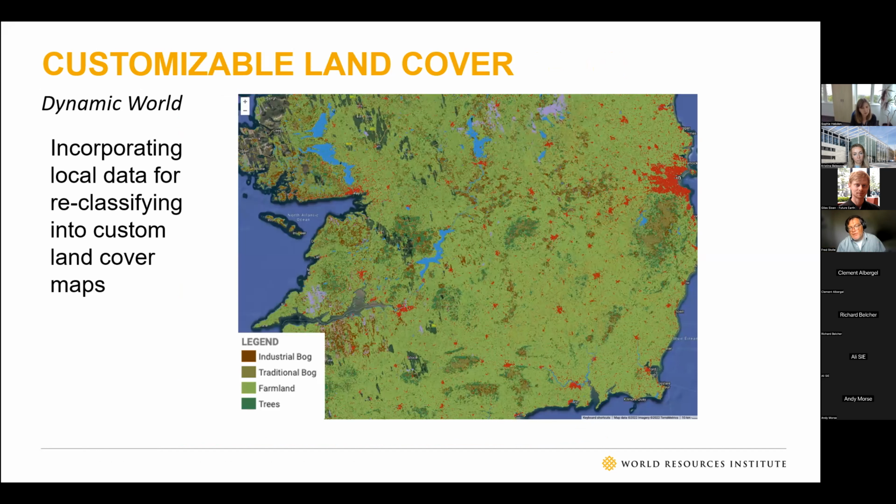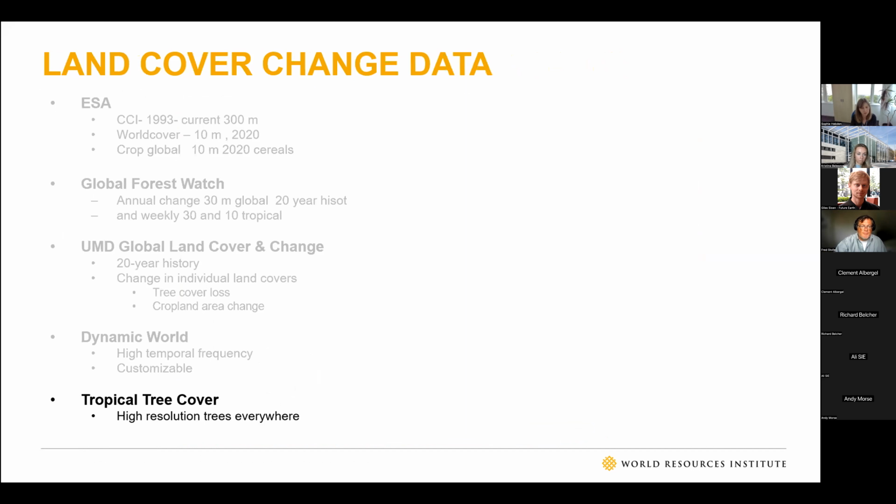It's a little bit of a different data set than I just told you on the UMD GLAD. This is 10-meter data. The GLAD is 30-meter data, but it's much more near real time. That's basically the best way to describe that.